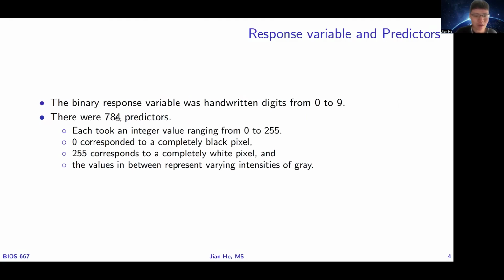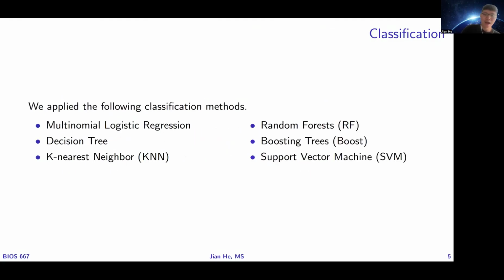And we have 28 times 28, equal to 784 predictors. Each predictor takes on an integer value ranging from 0 to 255. The 0 corresponds to a completely black pixel, and 255 corresponds to a completely white pixel. The values in between 0 and 255 represent varying intensities of the color gray.